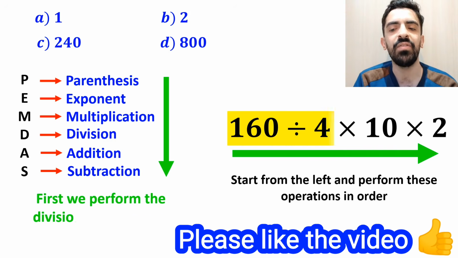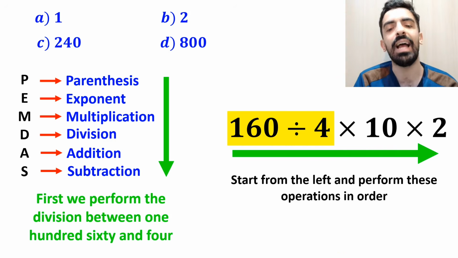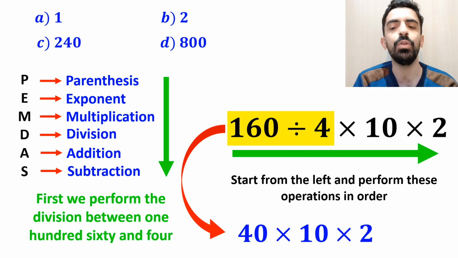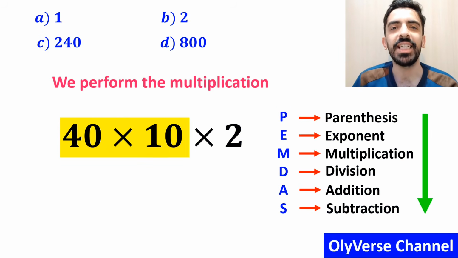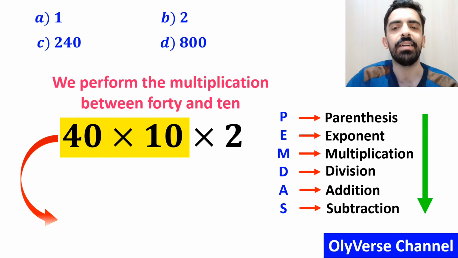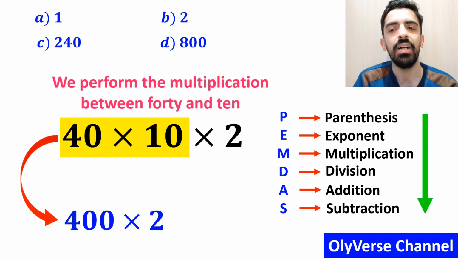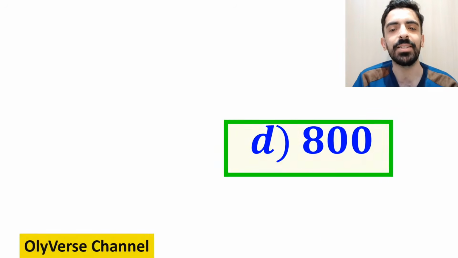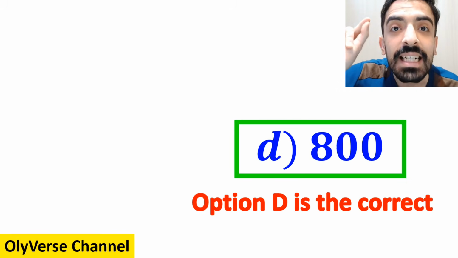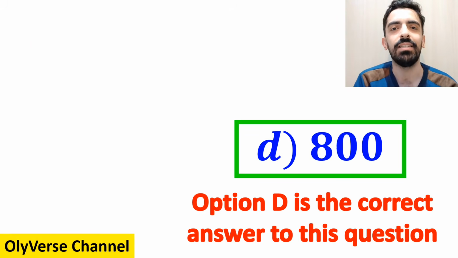So, first we perform the division between 160 and 4, which simplifies this expression to 40 multiplied by 10 and again multiplied by 2. In the final step, we perform the multiplication between 40 and 10, and instead of this expression, we can write 400 multiplied by 2, which finally gives us the answer 800. That's great. Option D is the correct answer to this question.